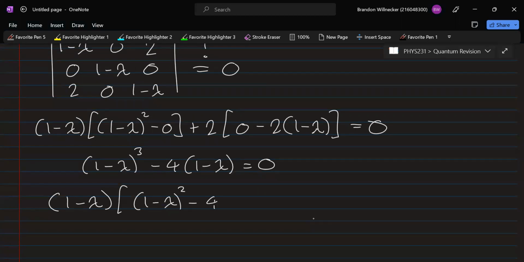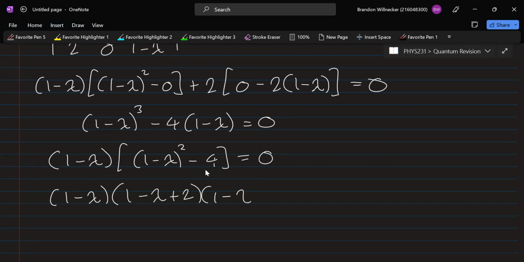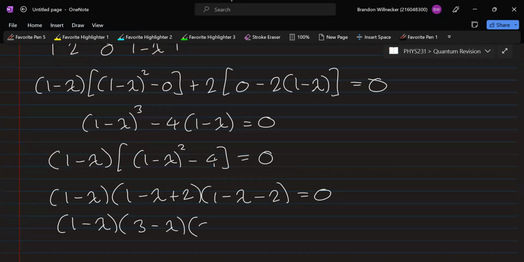We can factor this quite easily by taking out 1 minus lambda, multiplied into (1 minus lambda) squared minus 4. And then notice in the square brackets, we've got a difference of two squares. We can factor that as (1 minus lambda)(1 minus lambda plus 2)(1 minus lambda minus 2), which is equal to 0. Simplifying those last two brackets, we get (1 minus lambda)(3 minus lambda)(lambda plus 1), after taking out the minus sign from that last bracket.